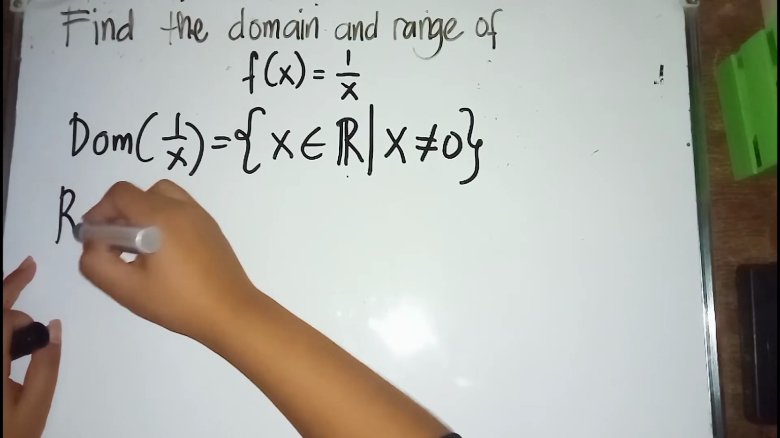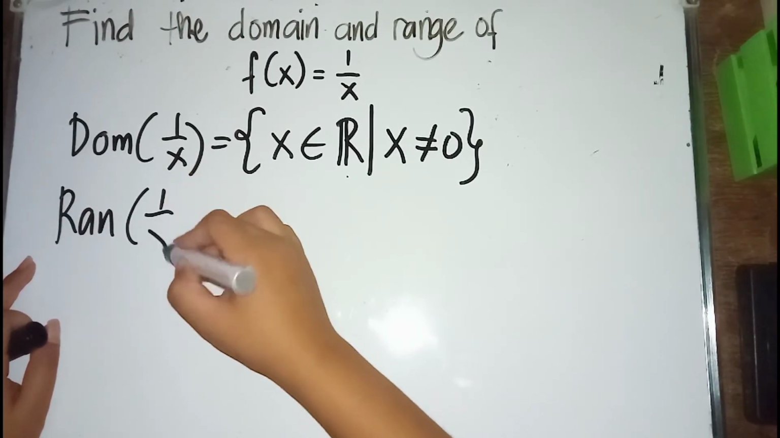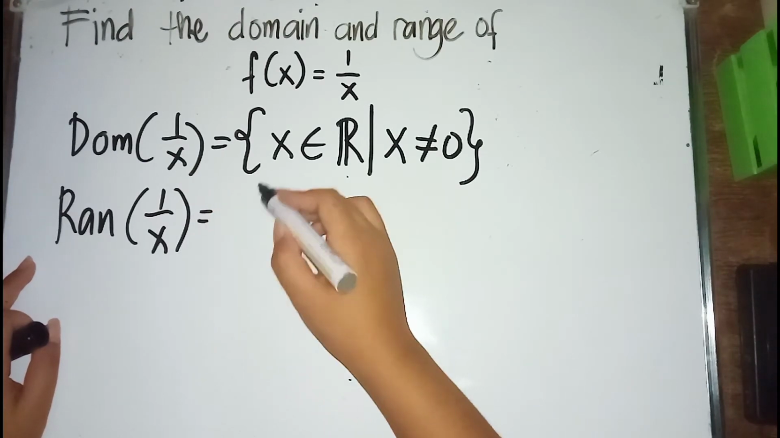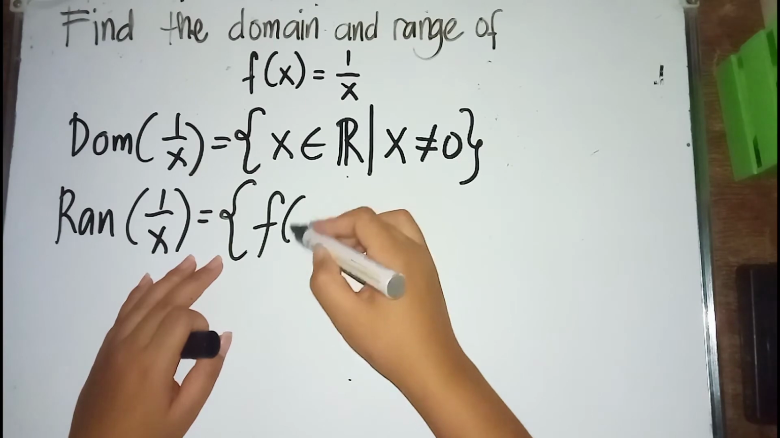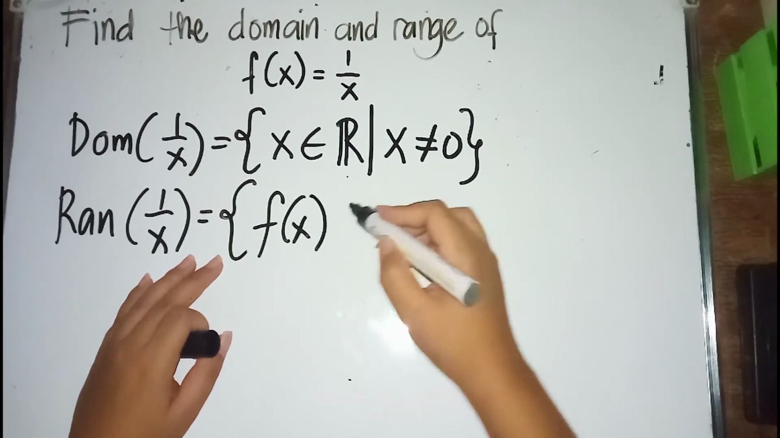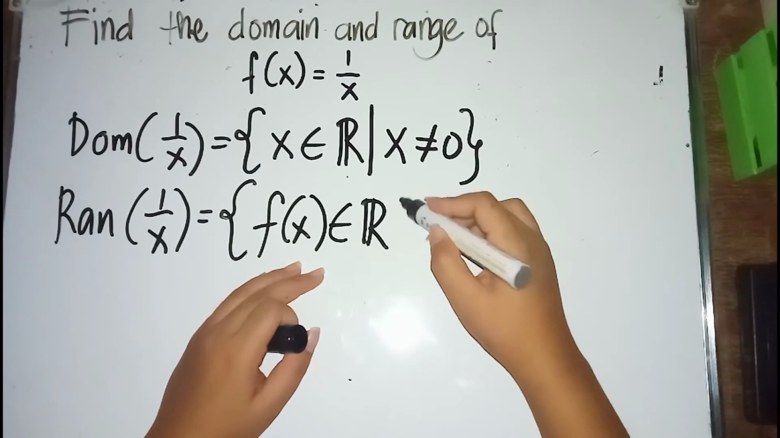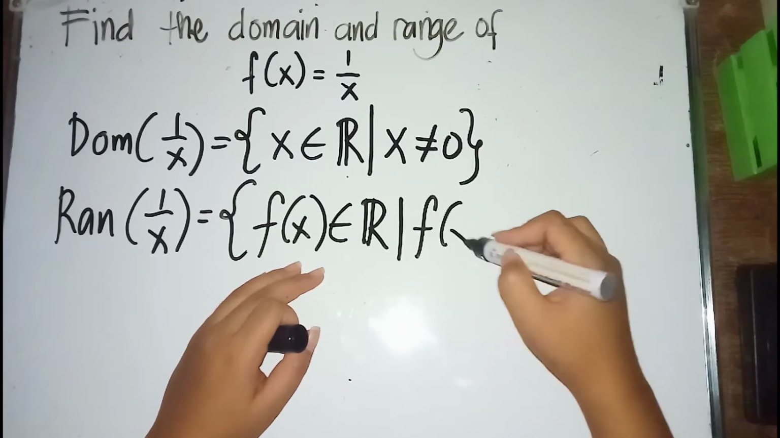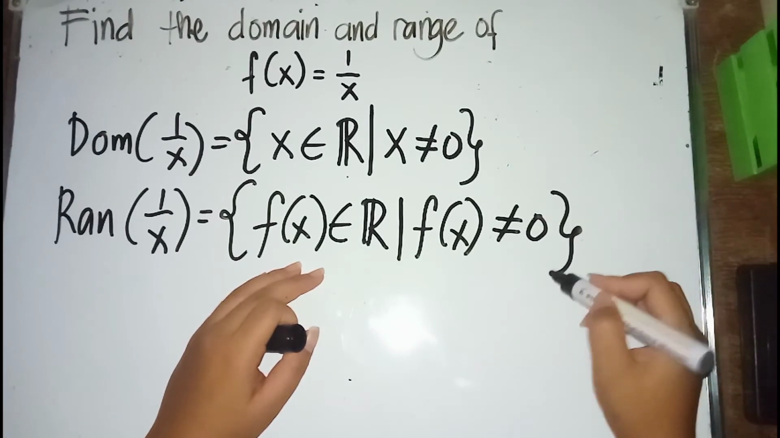To find the range, it is the same. Range of 1 all over x is equal to the set of all f of x, or its function, is a member of all real numbers such that f of x must not equal 0.